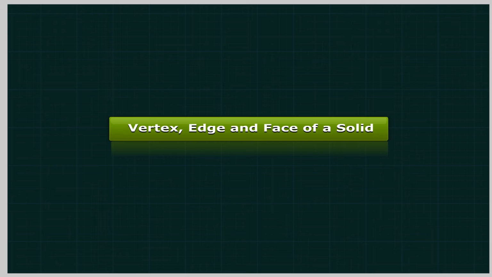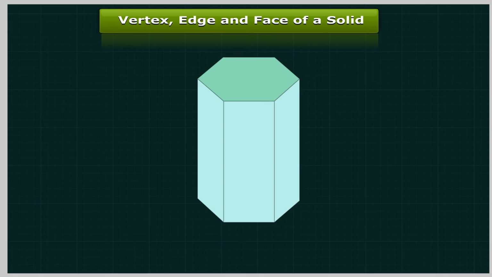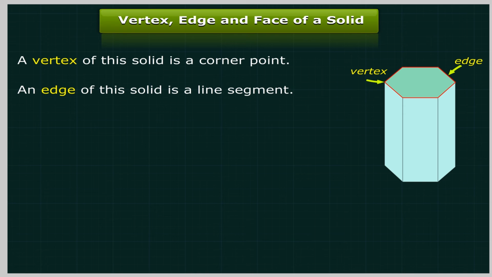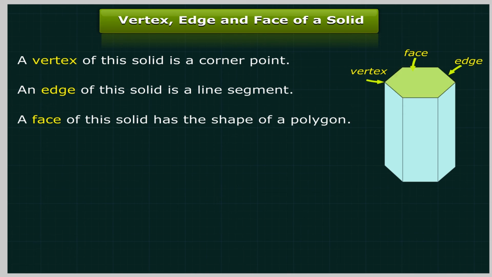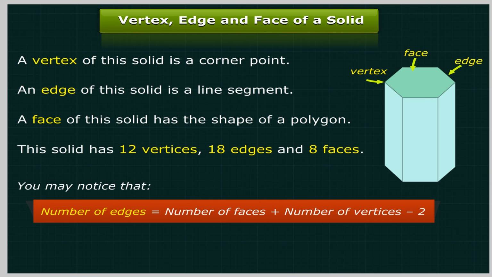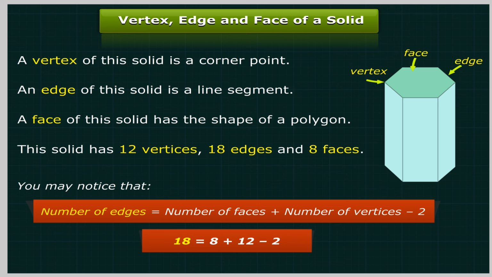Vertex, edge, and face of a solid. A vertex of this solid is a corner point. An edge of this solid is a line segment. A face of this solid has the shape of a polygon. This solid has 12 vertices, 18 edges, and 8 faces. You may notice that the number of edges equals the number of faces plus the number of vertices minus 2. 18 equals 8 plus 12 minus 2.